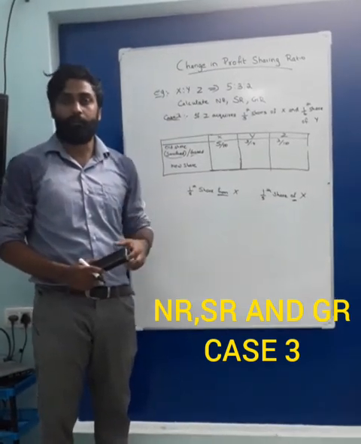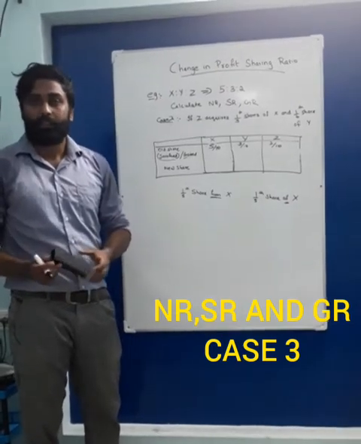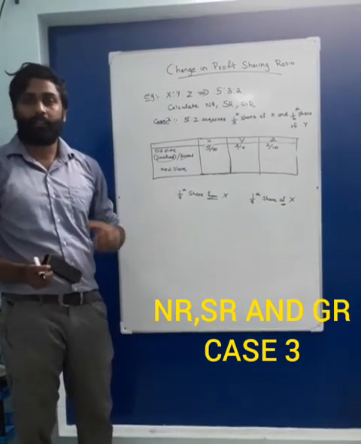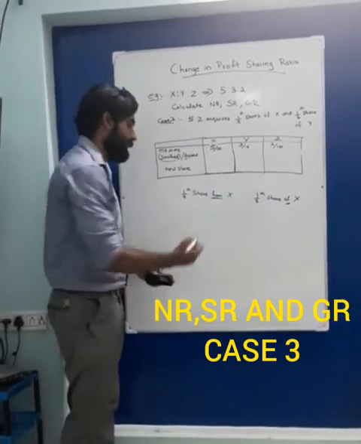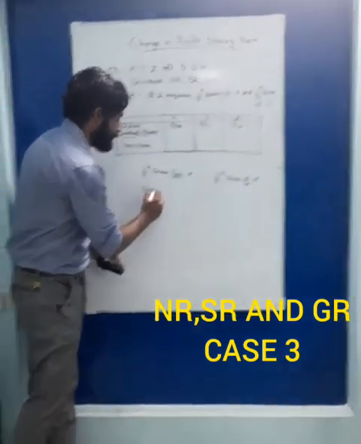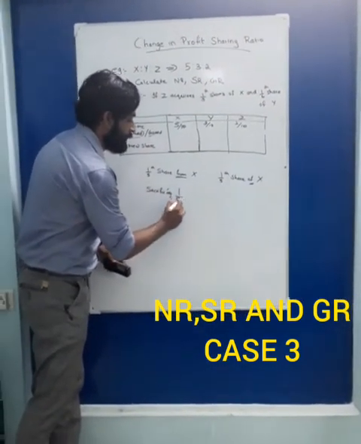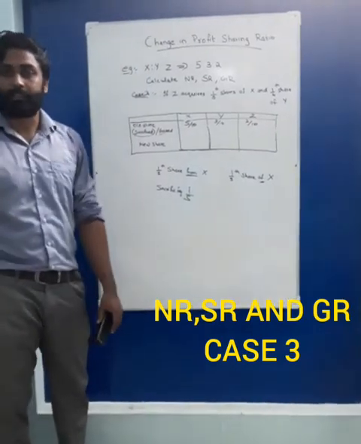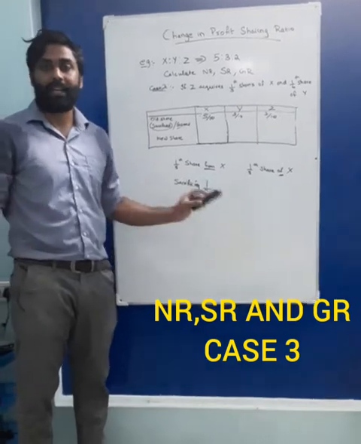Okay, I will show you by one example. 1 by 5th share from X means you are getting only 1 by 5 of the total. From the total share you are getting only 1 by 5. That means X is sacrificing only 1 by 5 shares. Sacrificing 1 by 5 shares. This is direct meaning.